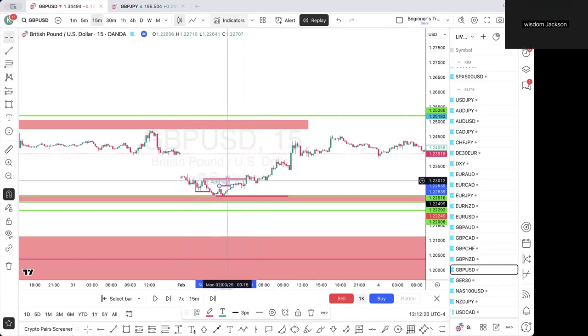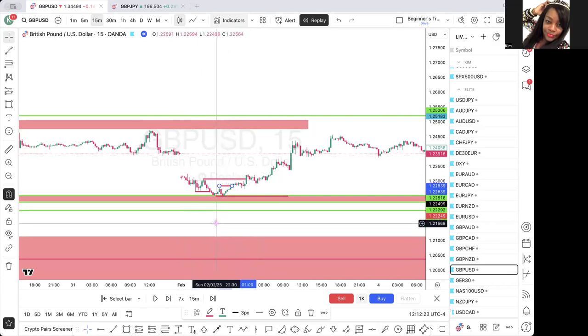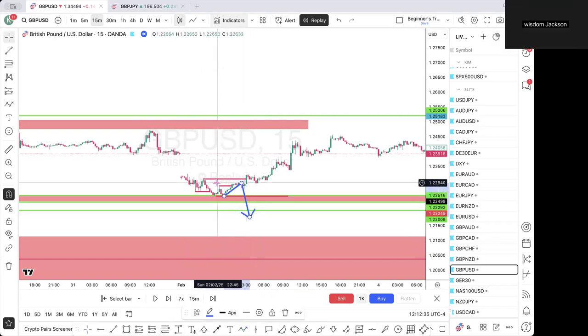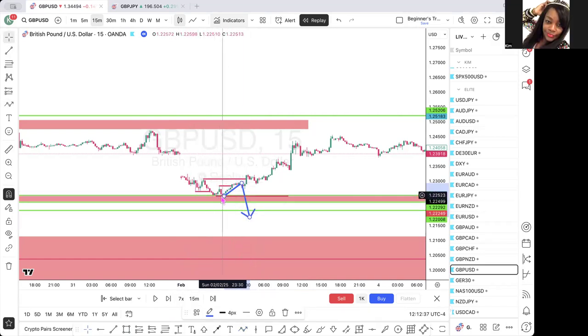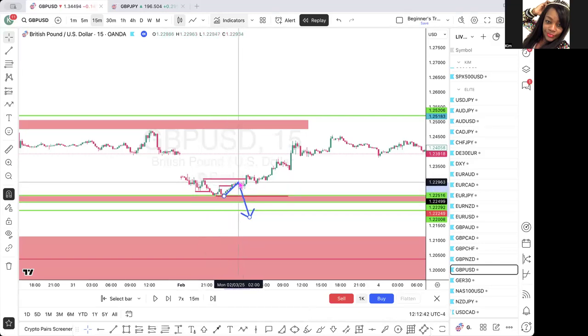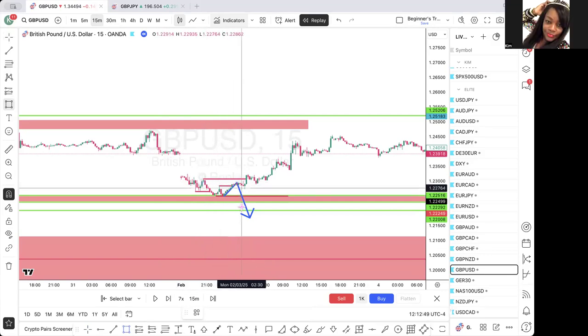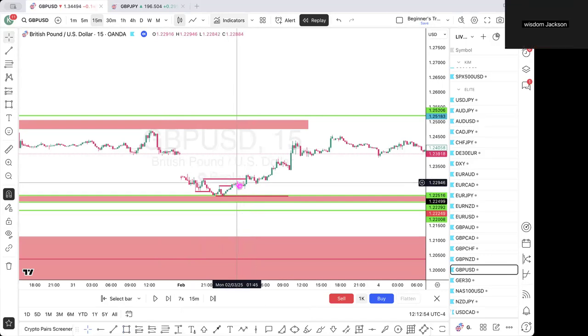for me, this could easily go from here to here. That makes sense? No, they don't really get it. So if this is my break of structure, this is my swing low, this is my swing high, price could easily go from here to this supply zone right here, and then start selling. So for me, I'd rather be safe than sorry.